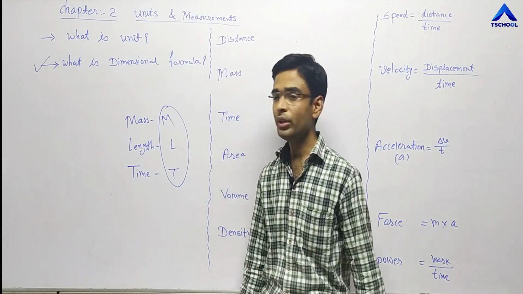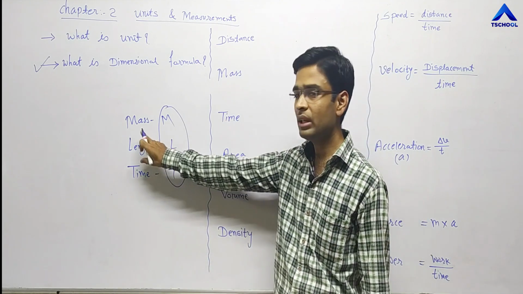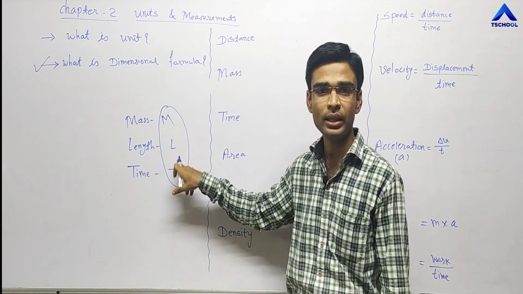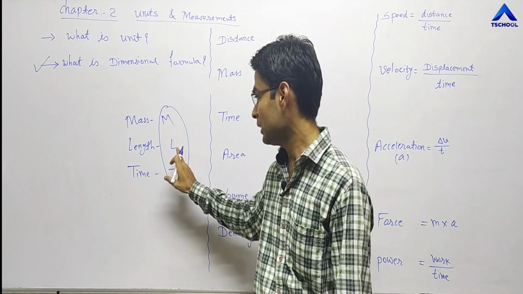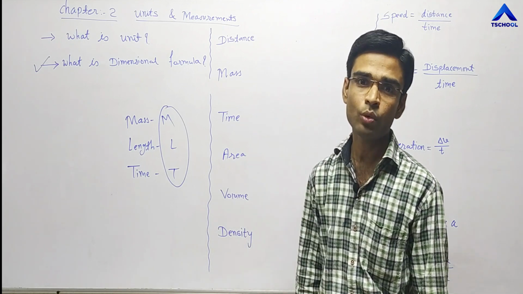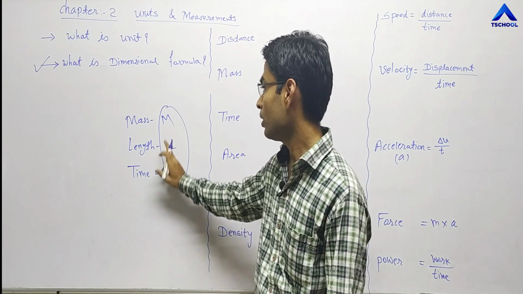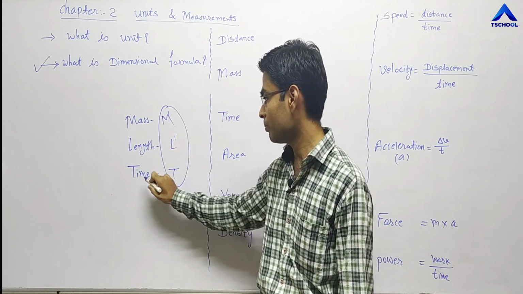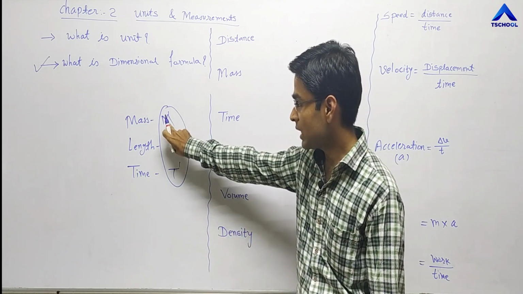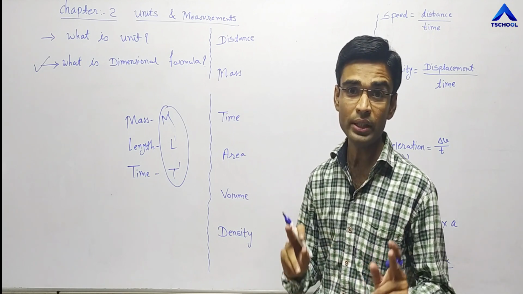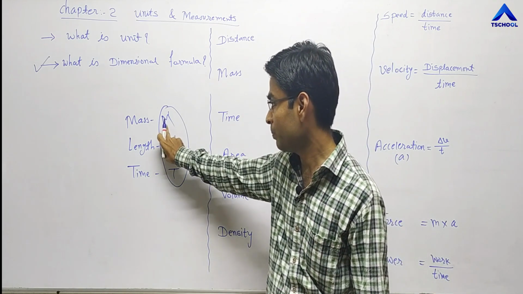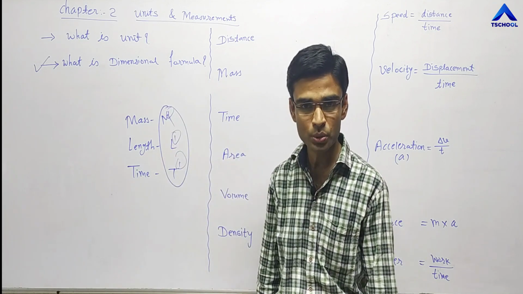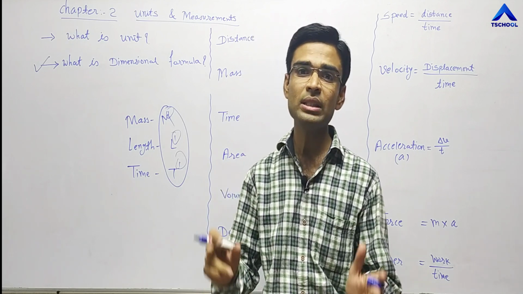Once again I repeat, what is the dimensional formula? It means whenever we represent mass with M, length with L and time with T, the combination of mass, length and time is the dimensional formula. And the power of this M, L and T, if the power of mass is M1, power of length is L1, power of time is T1, that is the dimensions. Here dimensions are 1, 1 and 1.